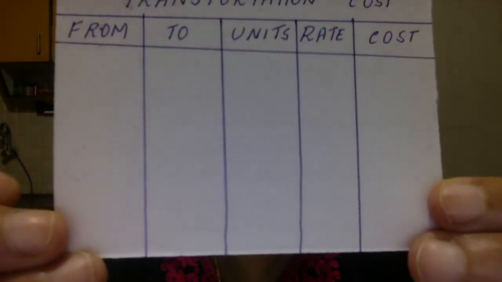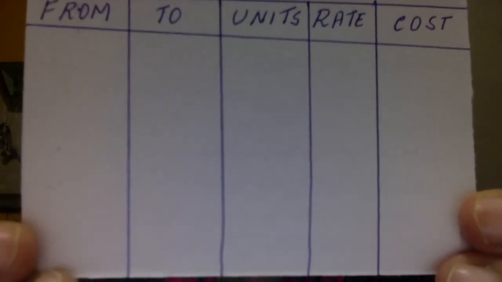So I'm writing here from, then you get to, next you get units, next you get rate, and last you get cost. Okay, Vidyashri, very good. All of you, very good. Okay, let me do slowly.